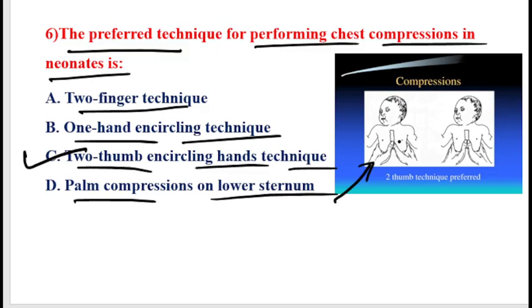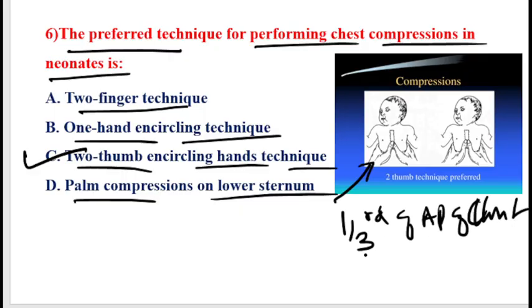The depth of the chest compression should be 1/3 of the anterior posterior diameter of the chest, or half inch to 3/4 inch. The two finger technique can also be used, with the index finger and middle finger on the lower 1/3 of the chest. But the most preferred technique of giving chest compression is the two thumb encircling hand technique.